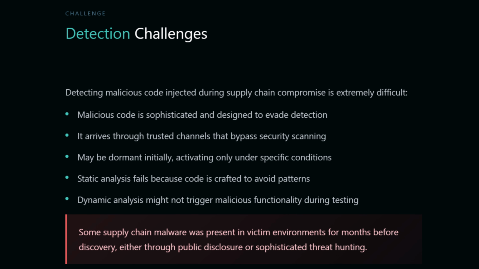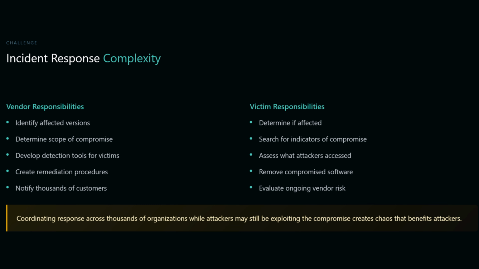Static analysis tools that scan code for malicious patterns often fail because the code is crafted specifically to avoid those patterns. Dynamic analysis that observes runtime behavior might not trigger the malicious functionality during testing. Some supply chain malware was present in victim environments for months before discovery, either through public disclosure or sophisticated threat hunting. When software supply chain compromise is discovered, incident response is extraordinarily complex at scale.